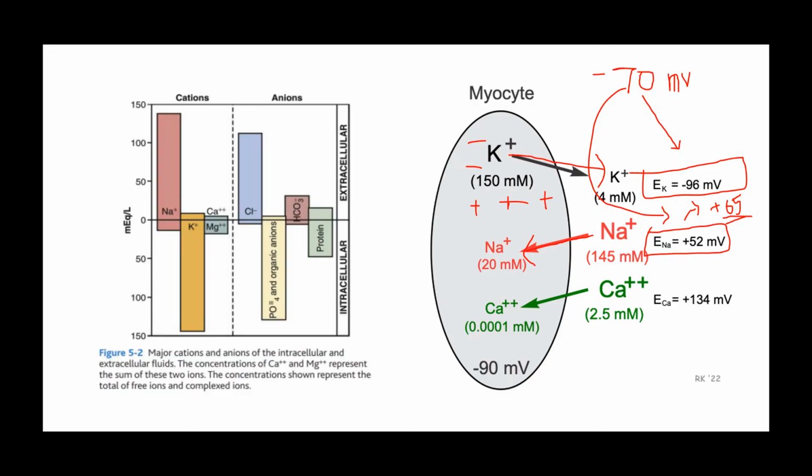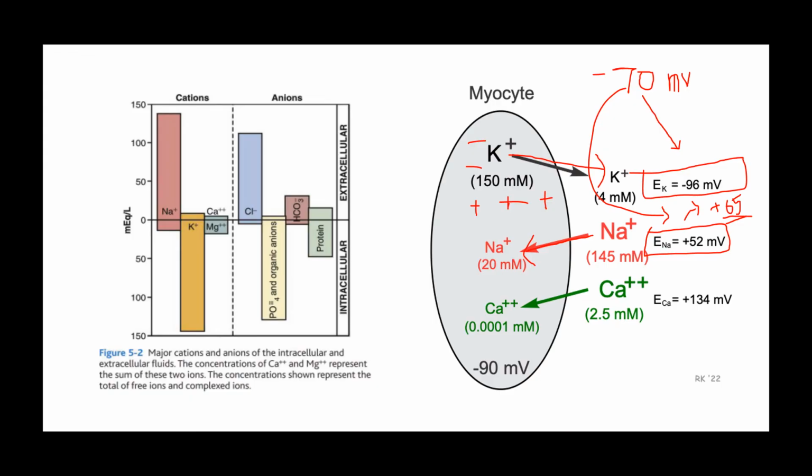Same case in case of sodium. What is the value of it? It is say plus 65. So if only sodium is allowed to move, what will be the effect of the movement of sodium? Sodium will try to drag this resting membrane potential, minus 70, to plus 65. That means intracellularly it will try to make it more positive.